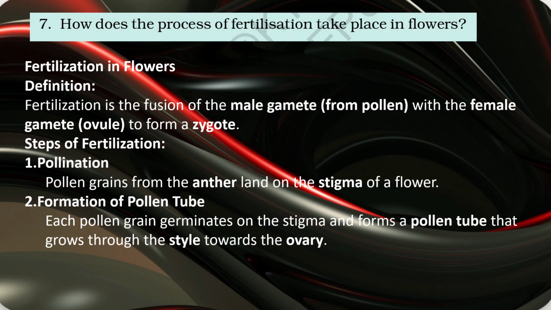Seventh question: how does the process of fertilization take place in flowers? Fertilization in flowers. Definition: fertilization is the fusion of the male gamete from pollen with the female gamete, ovule, to form zygote. Steps of fertilization. 1. Pollination. Pollen grains from the anther land on the stigma of a flower. Second, formation of a pollen tube. Each pollen grain germinates on the stigma and forms a pollen tube that grows through the style towards the ovary.